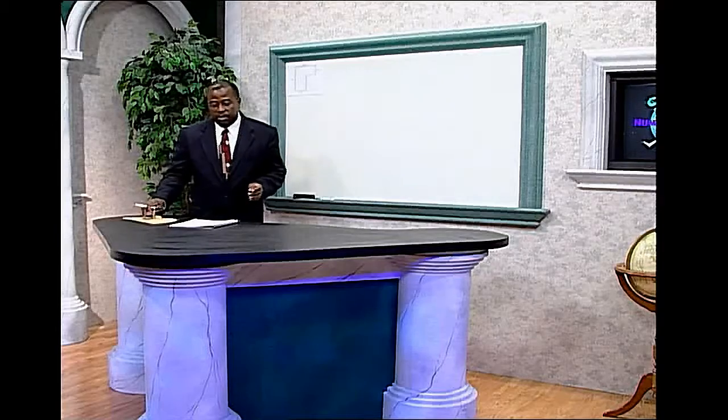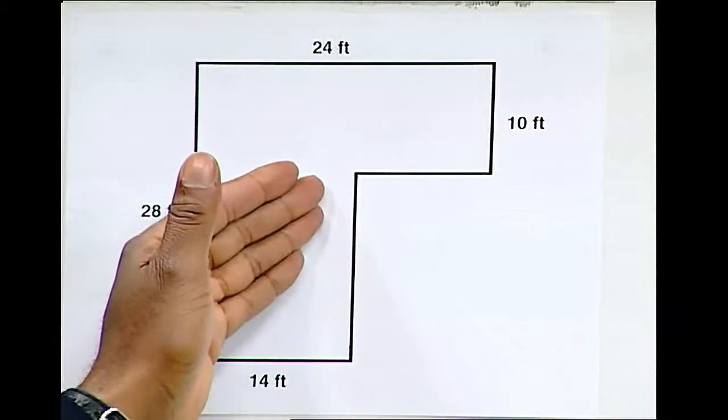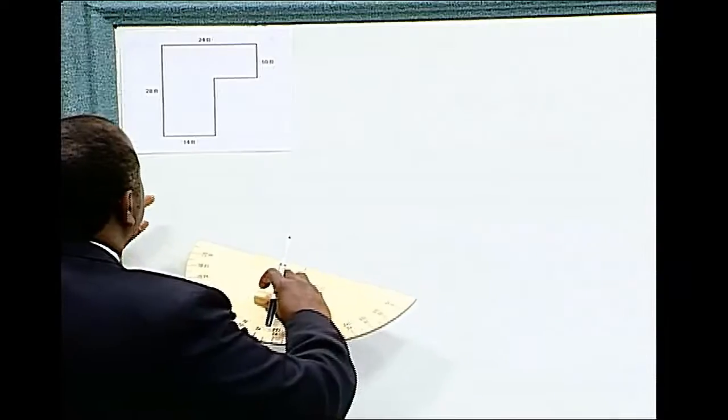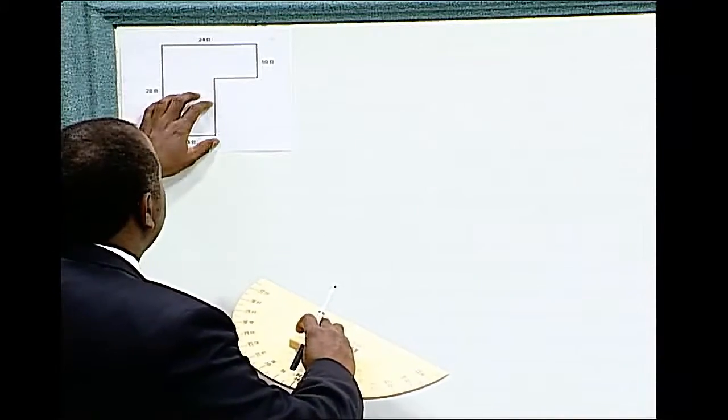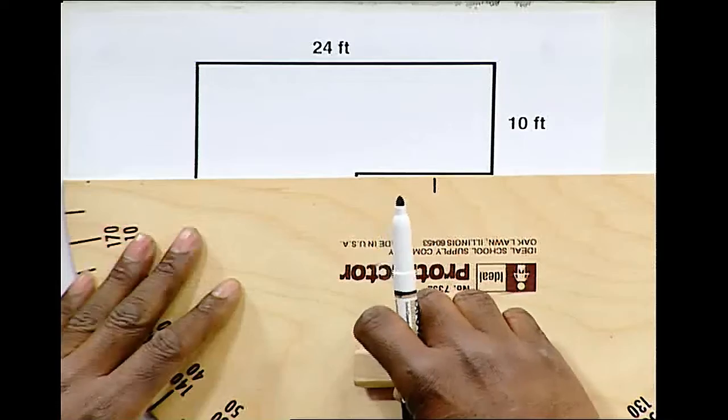We're going to find the area of the room that is shown. The first thing we're going to do is isolate this room into two separate areas, or two separate regions. We're going to draw a line across here.